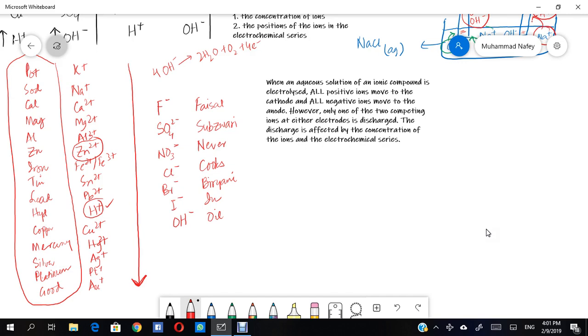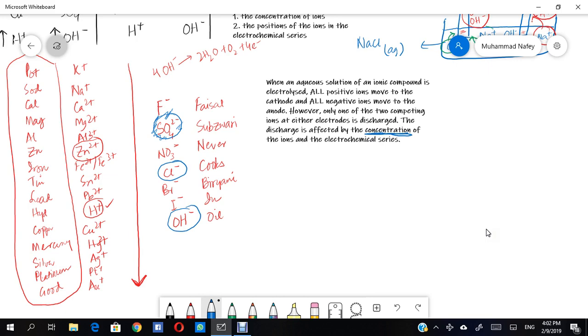So if, let's say, we have a competition between equal amounts of sulfate and hydroxide, then obviously hydroxide will be discharged. Why? Because it's lower in the electrochemical series and whatever comes lower in the electrochemical series is easier to discharge. Likewise, if I have a competition between equal amounts of chloride and hydroxide, again hydroxide will be discharged. Why? Because it is lower in the electrochemical series and what's lower is easier to discharge. However, there's another factor that affects which of the ions is discharged, and that is concentration.